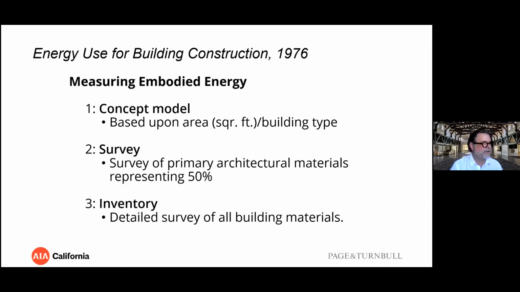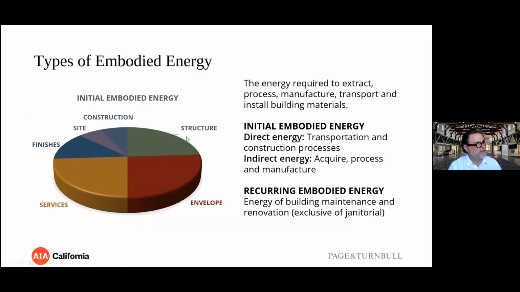So let me go back a slide. When we're looking at initial embodied energy, you have roughly 24% for the building structure. You have about roughly 26% for the envelope. Services are mechanical, electrical, plumbing, fire and life safety. That's also roughly a quarter. And then the rest is involved with site work, the finishes, and the construction. So roughly half of the investment is in your building structure and shell.